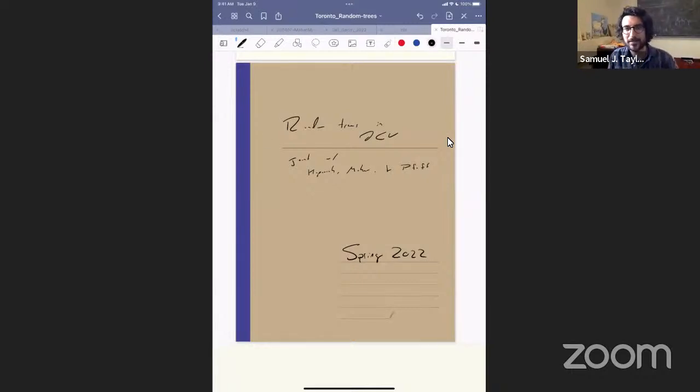So I'm going to speak about some joint work with Ilya Kapovich, Joseph Maher, and Catherine Pfaff, where the topic is random walks on Out(F_N).